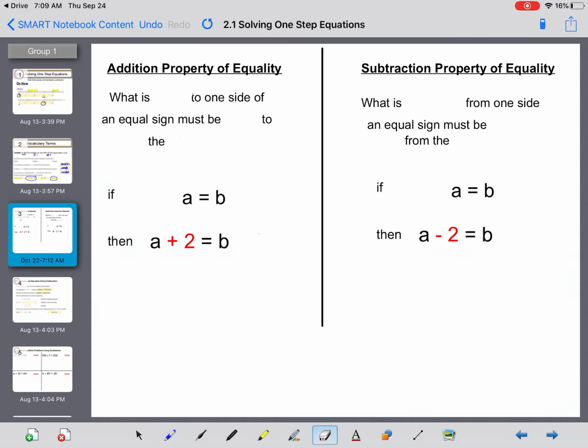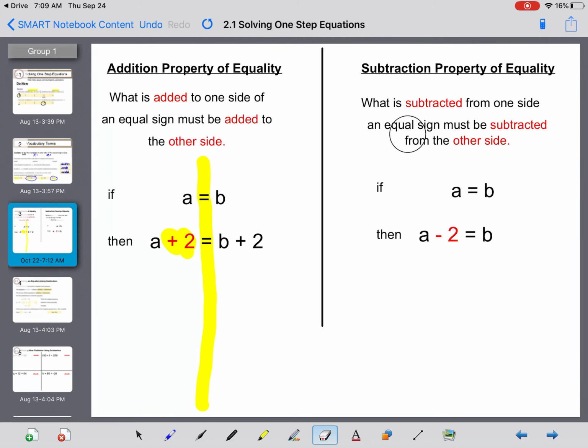All right, so now we're going to look at our addition and subtraction properties of equality. Remember, equality means the same, equal, right? So what you add to one side must be added to the other side. What you add on the left side of your equal sign, you must add on the right side. Easy way to do this is some students like to put a line through the equal sign going all the way down. So if you add 2 to the left side, you must add 2 to the right side. You need to keep your equations balanced.